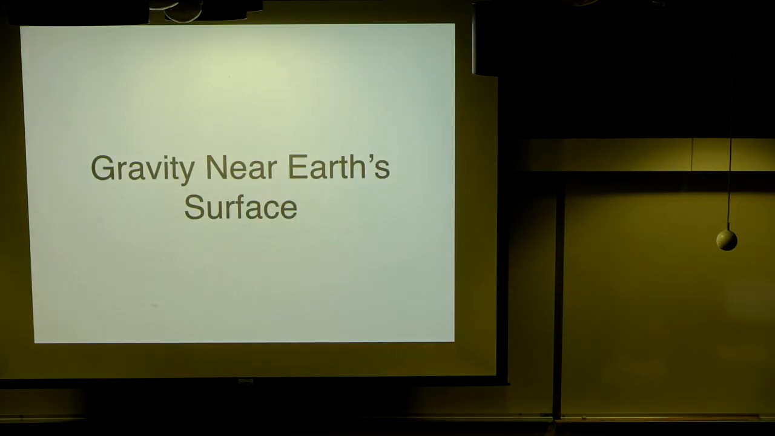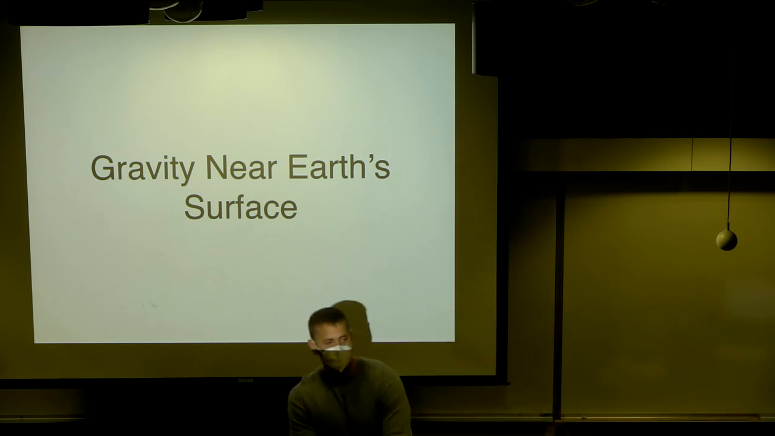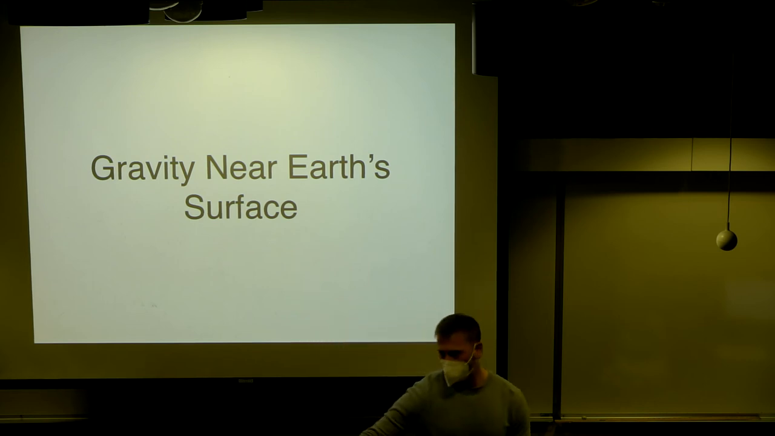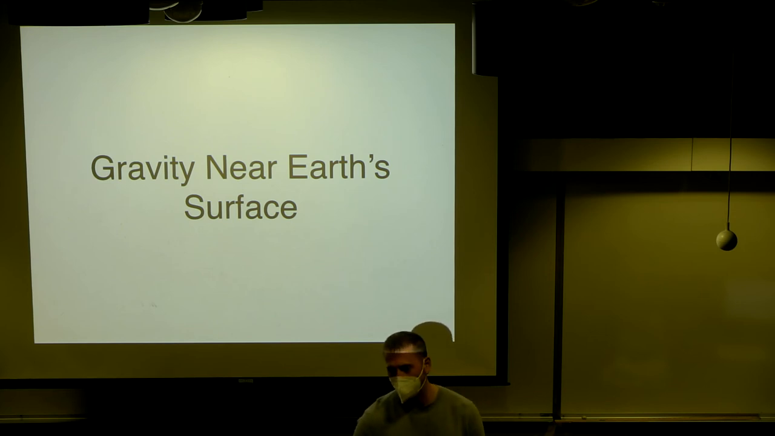In particular, I wanted to talk about gravity near Earth's surface. I want to bring together two different ideas that we've been dealing with. One is the law of universal gravitation, that's G m1 m2 divided by r squared, giving you a force. But we also know that as far as staying near Earth's surface is concerned, the force of gravity is more or less constant, and it's just given by m times g, where g is 9.8 meters per second squared.